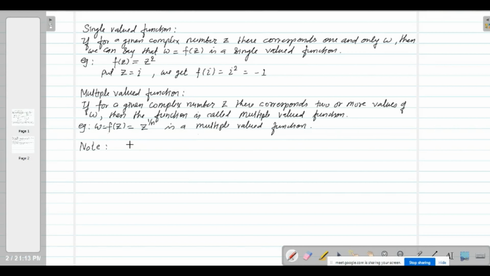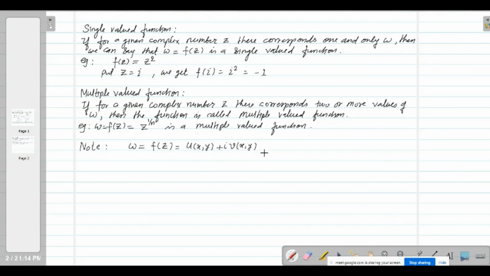we know that omega is what? Omega is a function of z. But f of z is what? f of z is a function of x and y. This is u of x comma y plus i times v of x comma y. So omega can also be written as u of x y plus i times v of x y, where u and v both are functions of x and y.